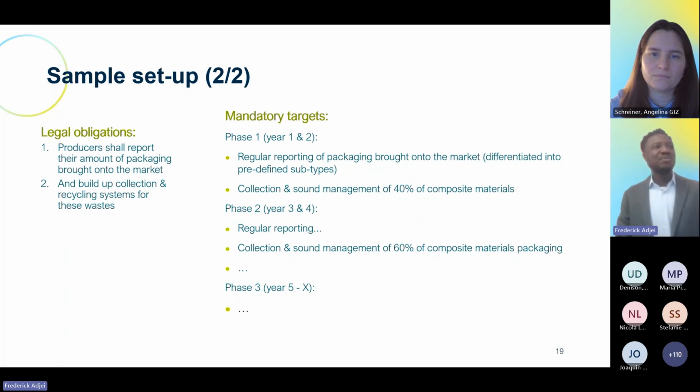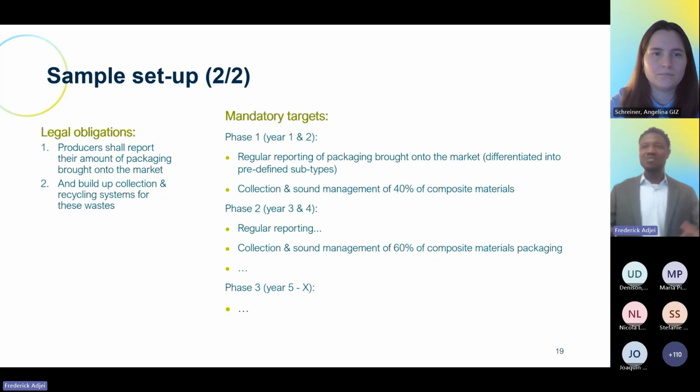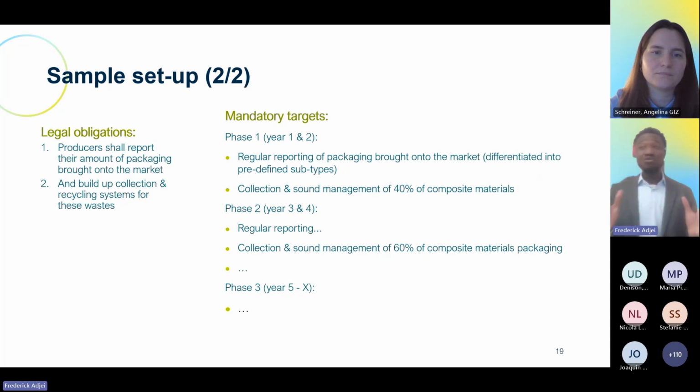And then start with perhaps maybe 40% composite materials. Just take your time and start slow. And then in the second, third, fourth year, you can increase this as you go along. This also gives time for municipalities, for enforcement agencies to build experience, to build capacity, and to be able to go forward at a rate that can be handled.